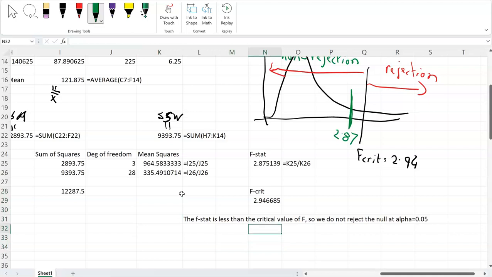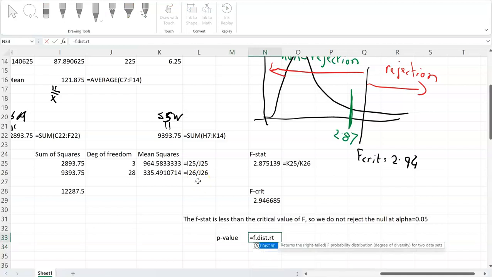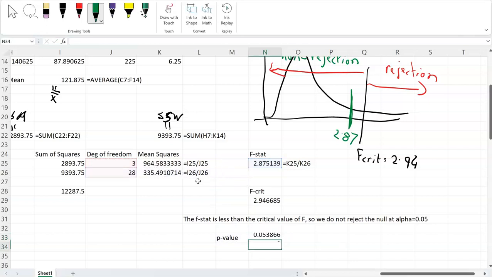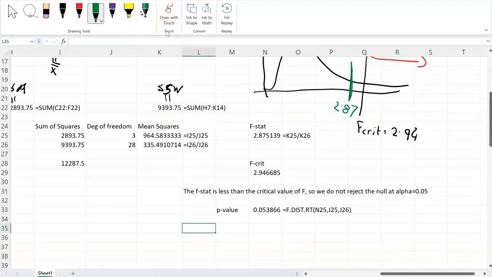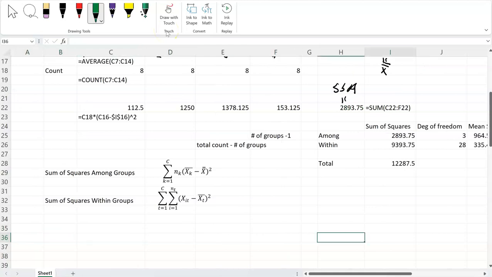Another way of doing it, instead of finding the critical value, if I have the F stat, is to find the p-value. The p-value would be just F.DIST.RT, since we are always looking at the right tail. The F stat, comma, the degrees of freedom 1 is going to be 3, and the second one is going to be 28. And we find it to be very close to 0.05, but not exactly less than 0.05. So if we're looking at alpha at 0.05, we would say, and thus we have done our calculation.